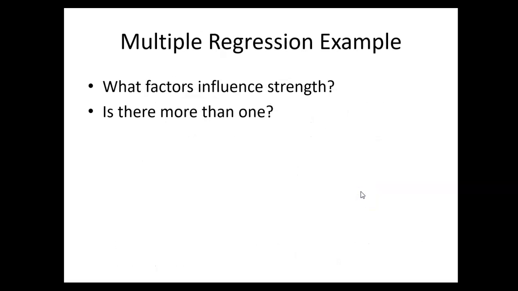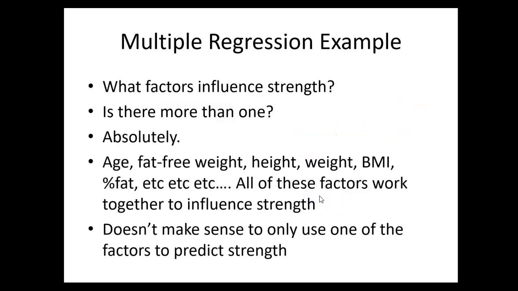So let's take an example. Say we want to know what factors influence strength, the force that somebody can produce. Is there more than one factor that influences strength? Yes, of course. We could say age, fat-free weight, height, body weight, BMI, percent body fat, and a bunch of other examples. All of these factors work together to influence strength. If you were running a research study or an experiment, it wouldn't make sense to use only one of the factors to predict strength.